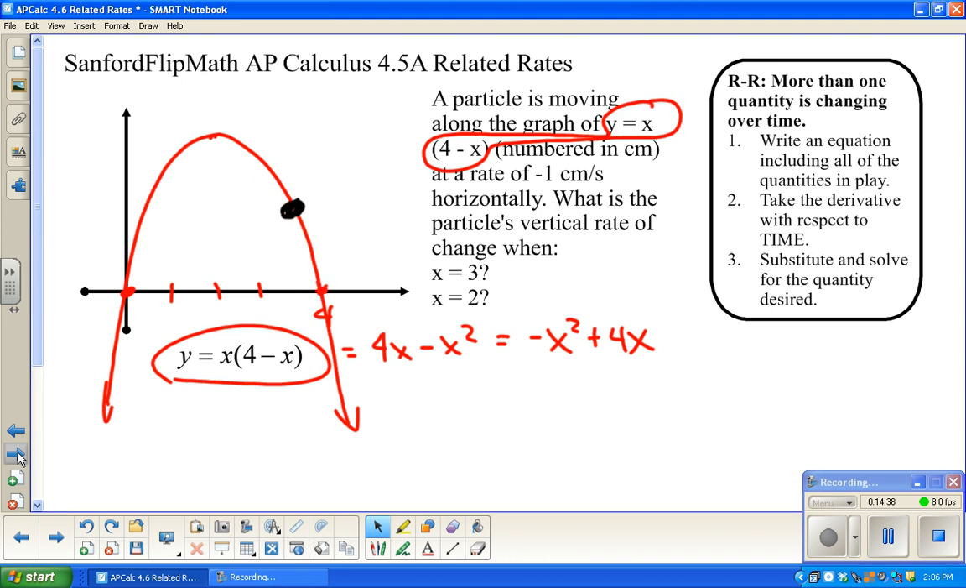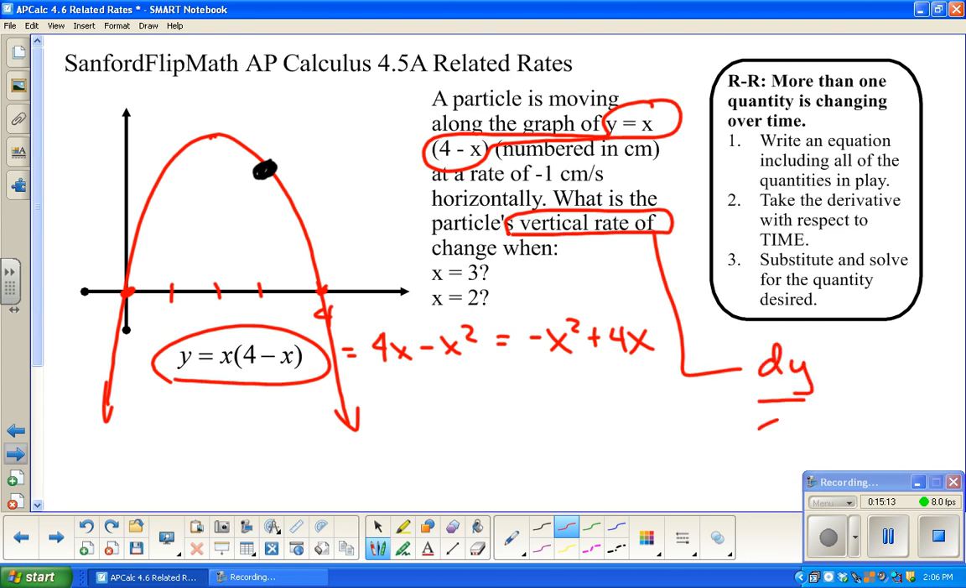Okay. Now what it says is, the particle is moving along the graph of y equals x times 4 minus x, and it's moving at a rate of -1 centimeters per second. Now we're saying that this graph is numbered in centimeters. -1 centimeters per second. So it's moving to the left. How do I know it's to the left? Think about that. And it's going 1 centimeter for every second. Okay, so that's the direction it's going, like that. Now the question is, what is its vertical rate of change? Okay, vertical rate of change. Now I'm going to use something clever for that, dy/dt. That's what we want to know. That's our goal, is to find out dy/dt.